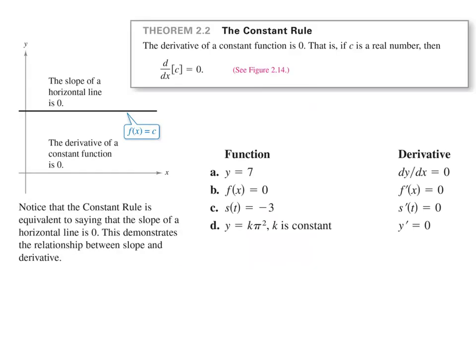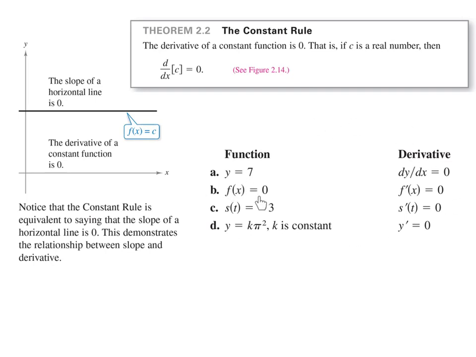Our first rule is the constant rule, which says that if you take the derivative of a constant, any number, you're going to get 0 as the derivative, because the slope of a horizontal line is 0. So if this is our line here, y equals some constant, the slope of that is 0. So here are some examples.